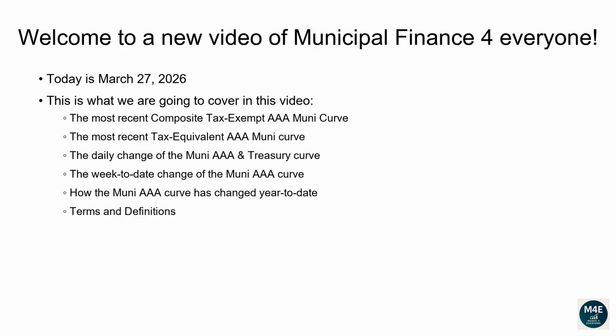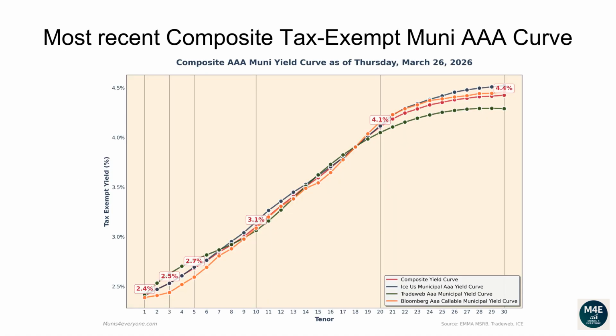Terms and definitions. Let's go over the most recent composite tax-exempt Muni AAA curve. The following composite tax-exempt yield curve is based off the most recent ICE, TradeWeb, Bloomberg yield curves that are available on the MSRB website, plus some proprietary extra adjustments, as of March 26, 2026.